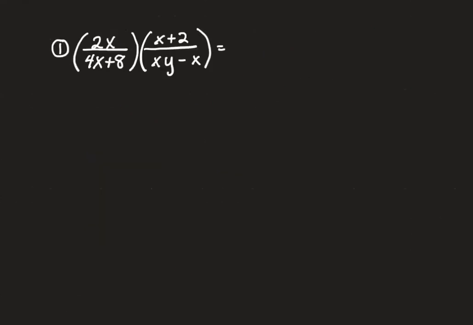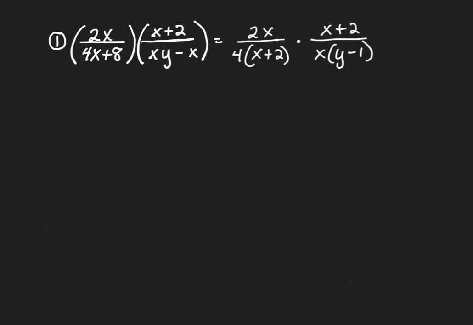Time for an example. It's a multiplication problem. We're going to multiply straight across, but first we will factor completely each numerator and denominator. The fanciest I can get here is to pull out a greatest common factor of 2. And now there is a 2 in the numerator here. 2 goes in there 1 time, and 2 goes into 4 twice.